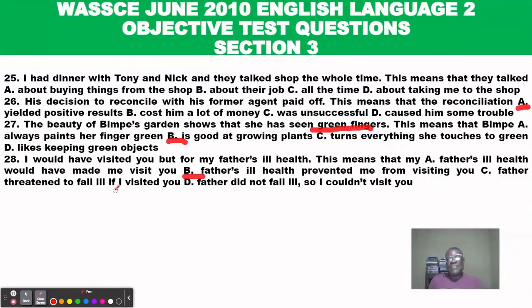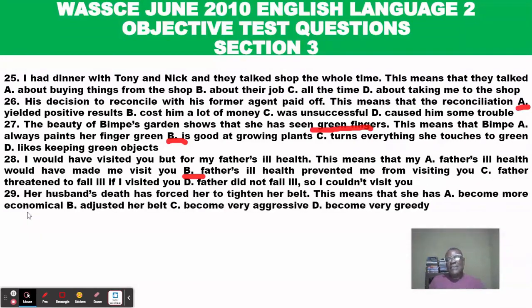C, father threatened to fall ill if I visited you. No. D, father did not fall ill, so I couldn't visit you. Certainly no. Now, let's look at question number 29.